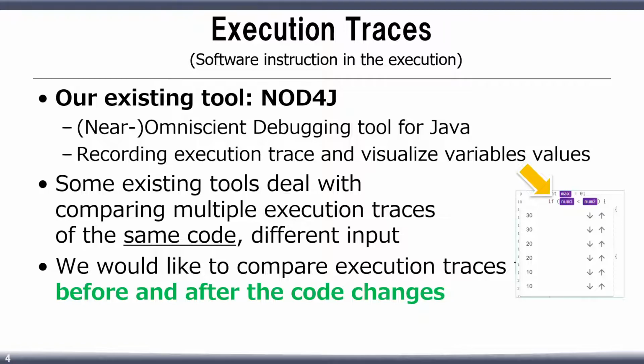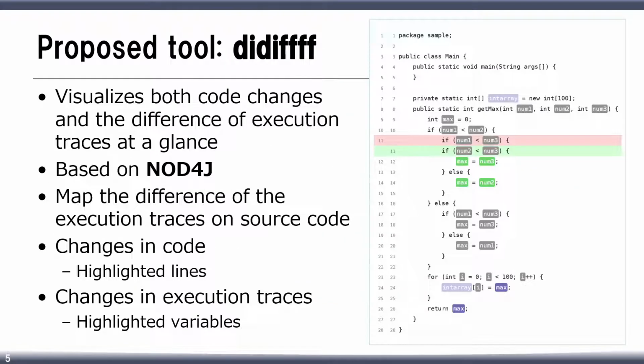Some existing tools deal with comparing multiple execution traces of the same code with different input. We would like to compare execution traces from before and after the code changes. So we proposed a new tool, didiffff, which visualizes both code changes and the difference of execution traces at a glance.